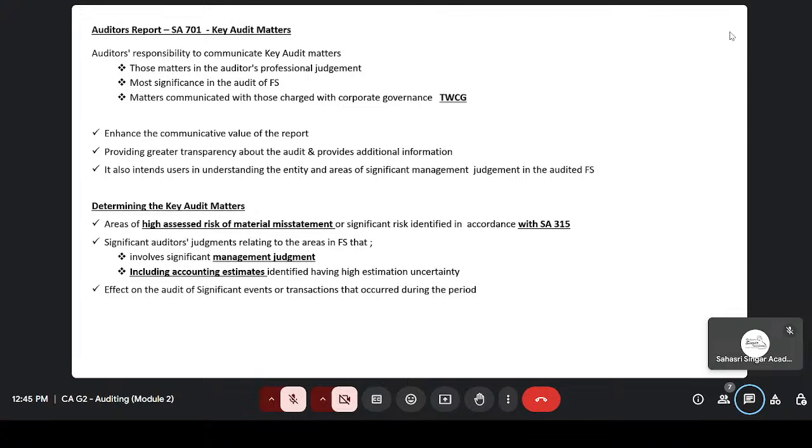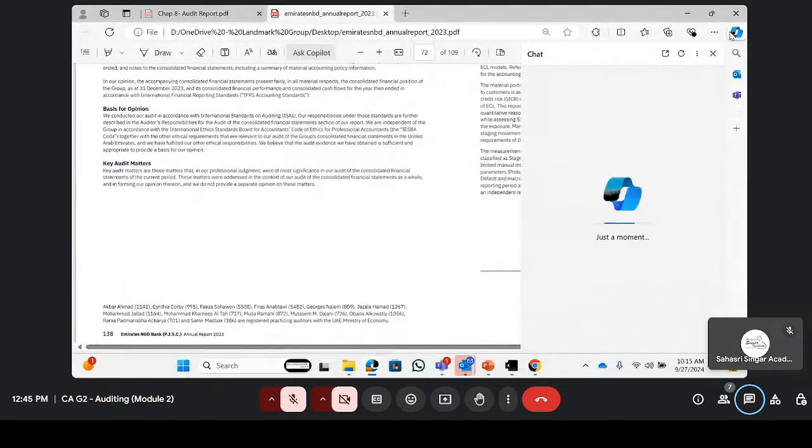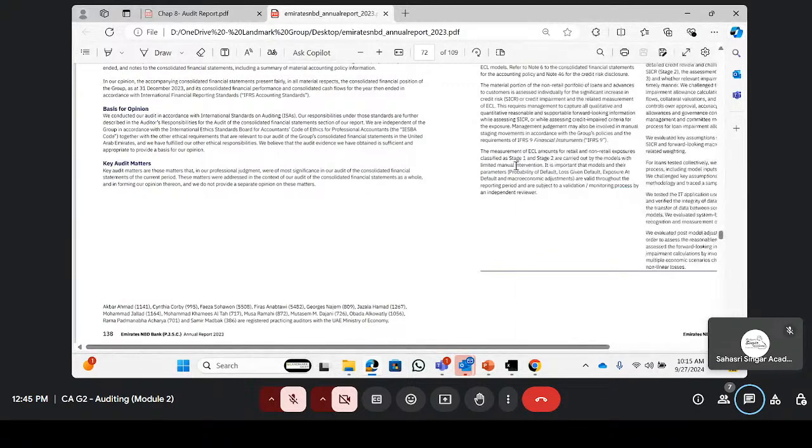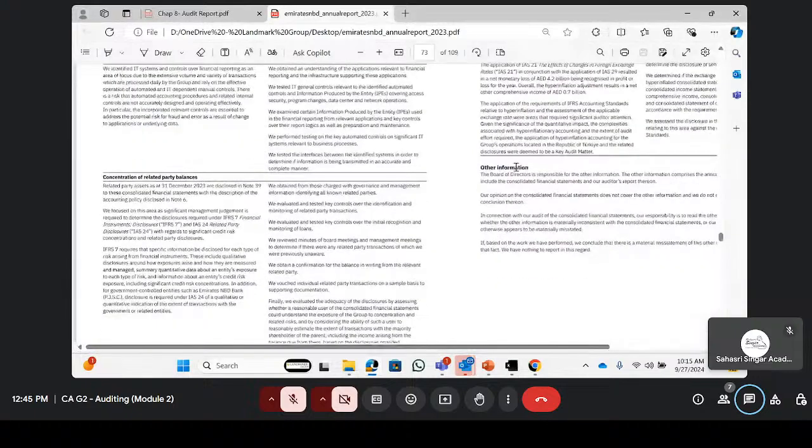So you are trying to highlight those significant events that you have accounted for. During the course of audit, all these things will be taking place. So this is about the key audit matters. And the next one, if you see here, comes to the management. See, all these are key audit matters only.